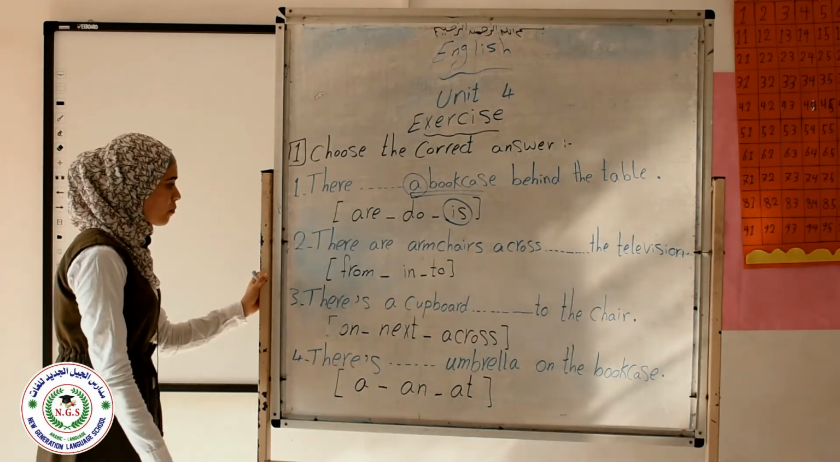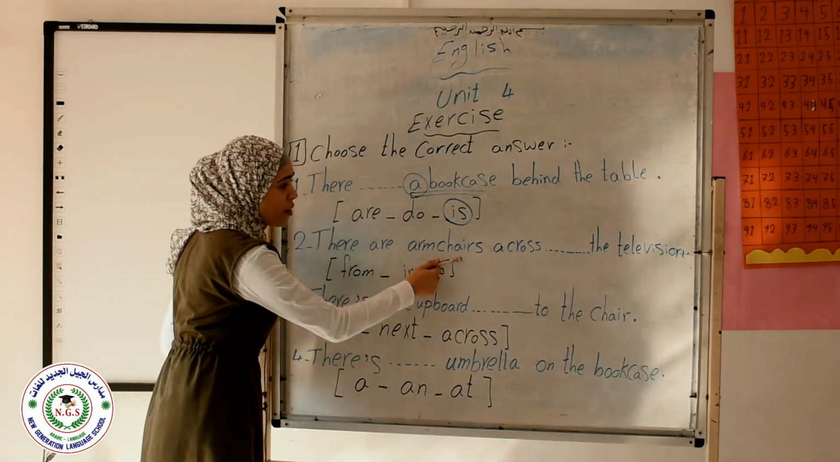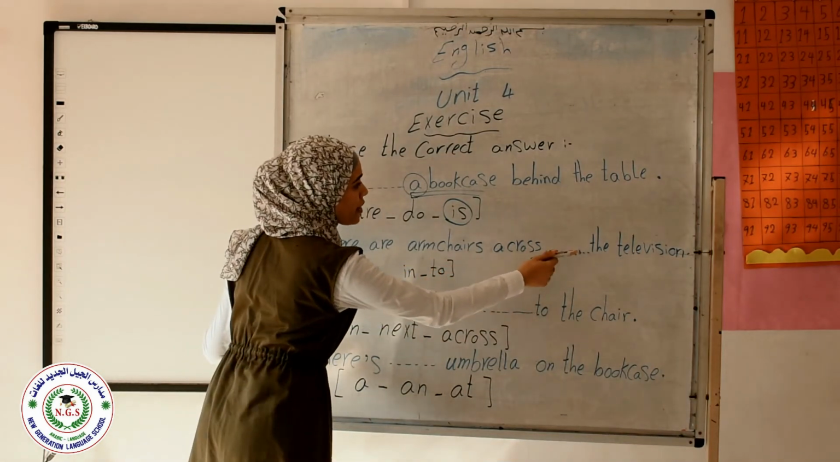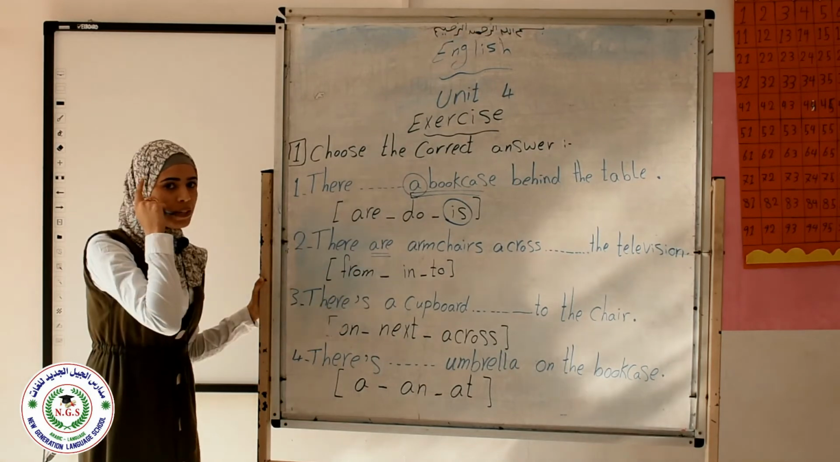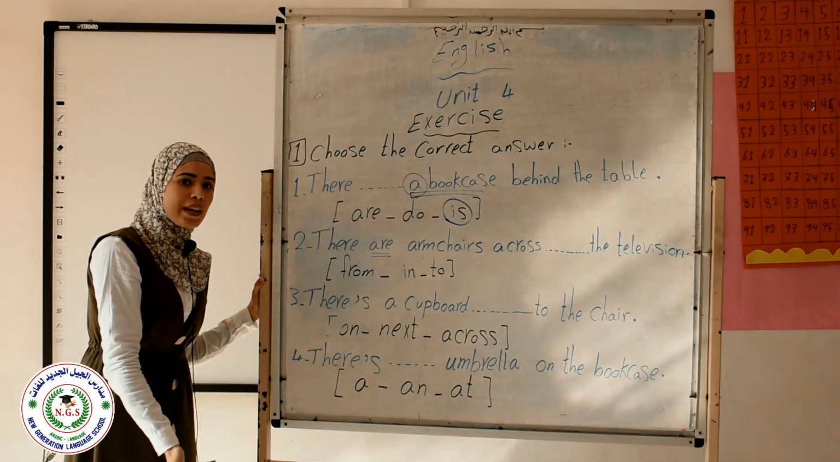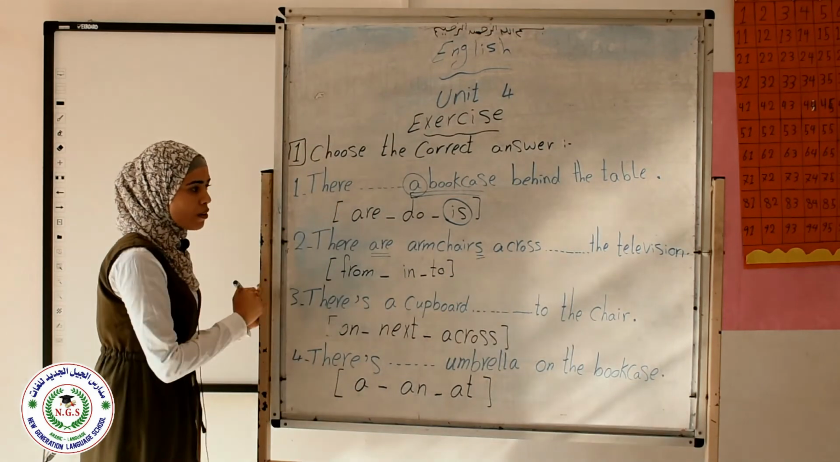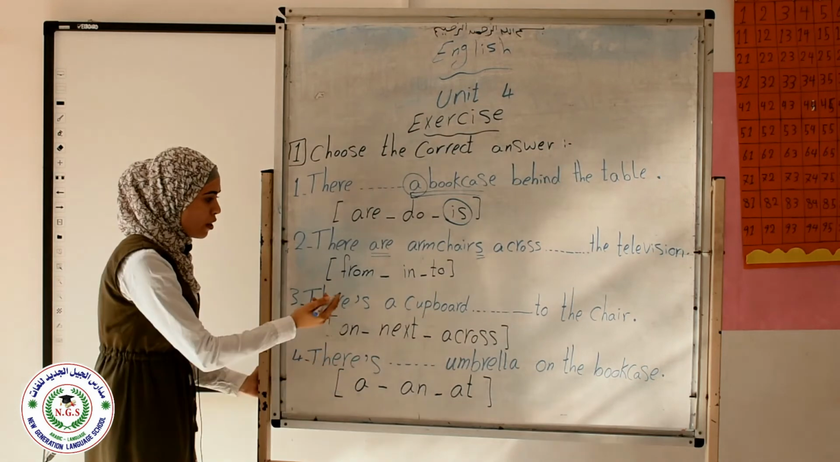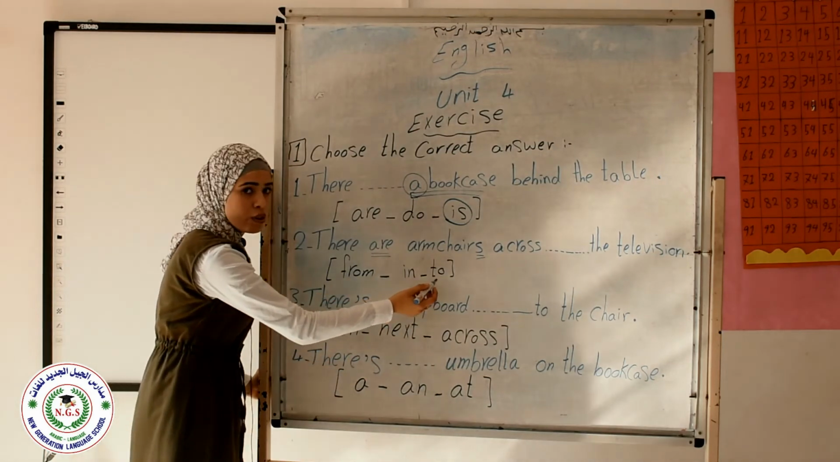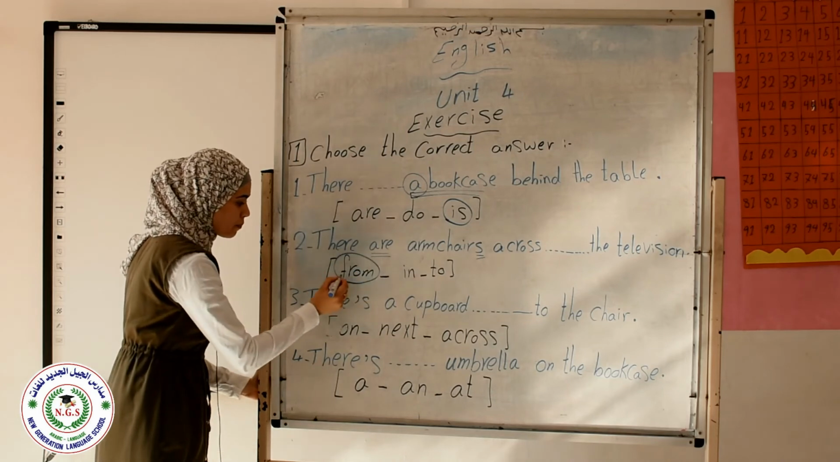Okay. Number two, there are armchairs across from the television. There are, so I understand here that we have a plural noun. Okay, we know from the s and the are. Across is a preposition. Take what? From, in, or to. Of course, we will take across from.